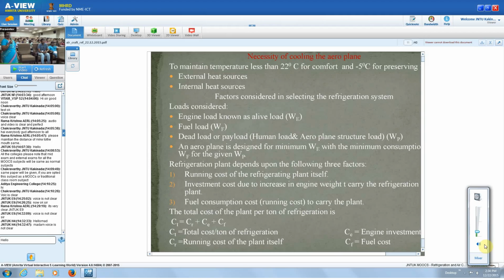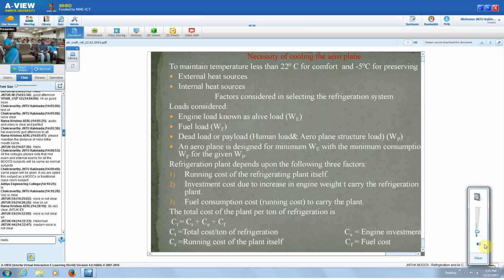And also the other factors on which the refrigeration plant depends are the running cost of the refrigerating plant, the investment cost due to increase in engine weight to carry the refrigeration plant, and fuel consumption cost. So the total cost of the plant per ton of refrigeration is nothing but the running cost, the investment cost, and the fuel cost, that is, the investment cost due to increase in weight and all this.